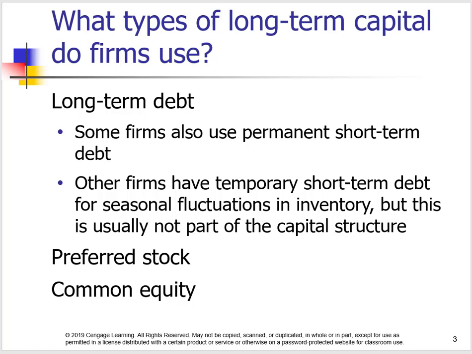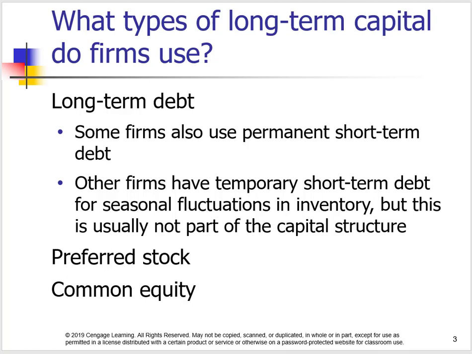So the three primary sources that we have is long-term debt. Some companies also use what's referred to as permanent short-term debt. There's some temporary short-term debt also. So the temporary aspect is typically not considered part of this capital structure. We're looking at long-term debt. So how we incorporate this permanent short-term debt, that can be more company-specific kinds of choices.